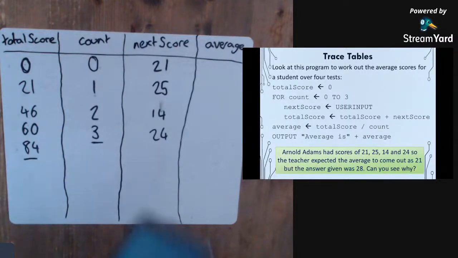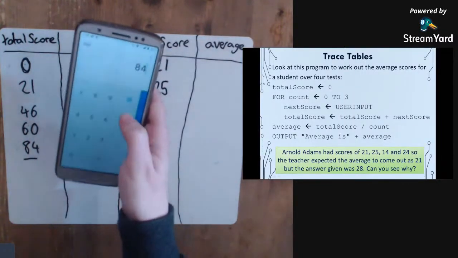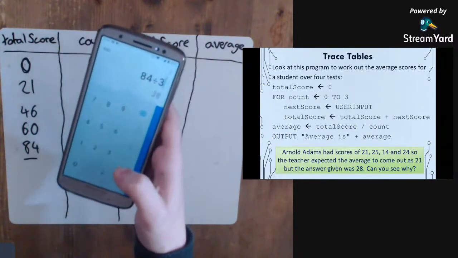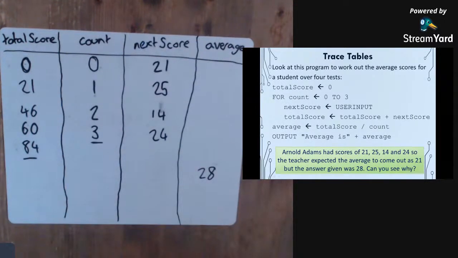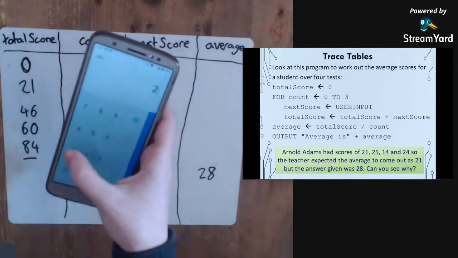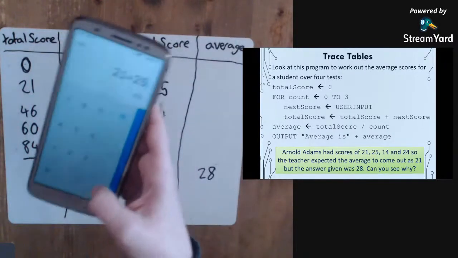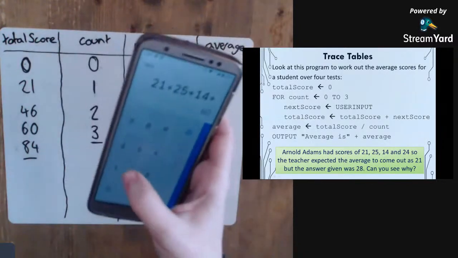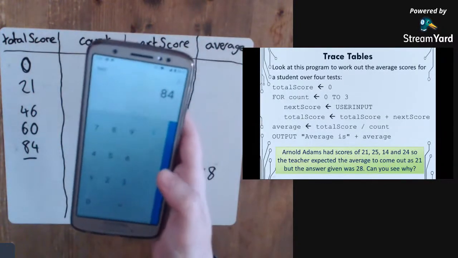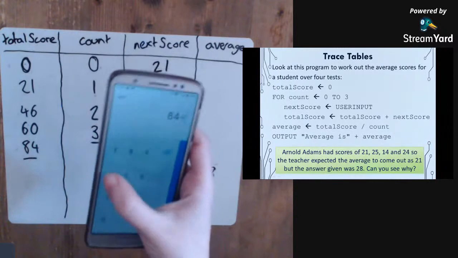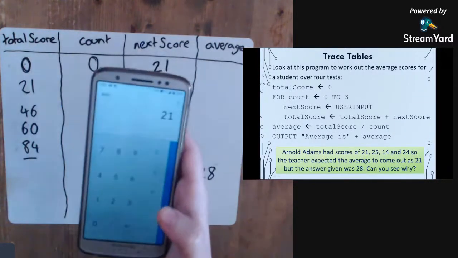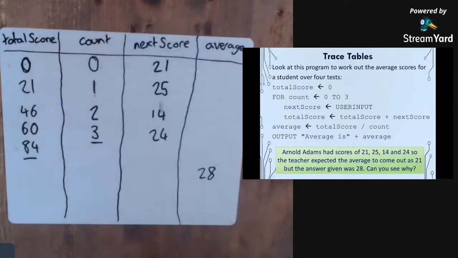Let's just do it on my calculator. 84 divided by 3 is 28. Okay, so it says 28 is our average, which is not quite right, is it? The average should be 21. If we were to do this manually and say 21 plus 25 plus 14 plus 24, and add them all together, that still gives us 84, so that should come out correctly. But we should actually be dividing it by 4, shouldn't we? To give us our value of 21, because there are 4 values here, not 3.